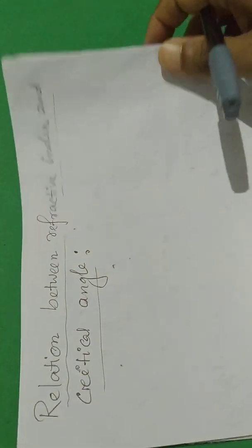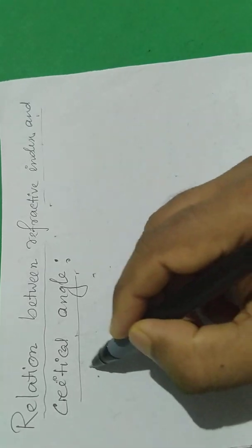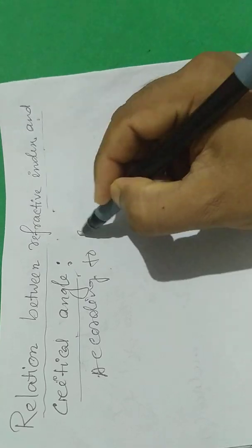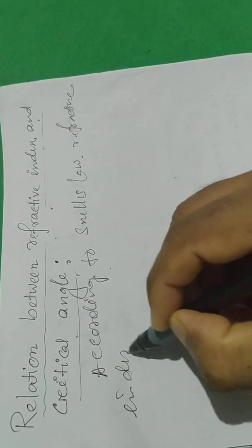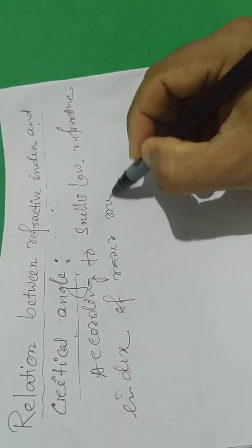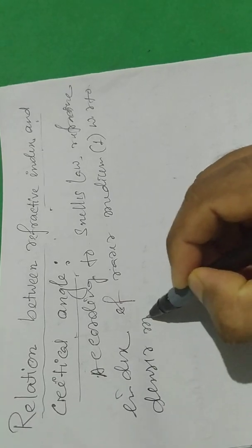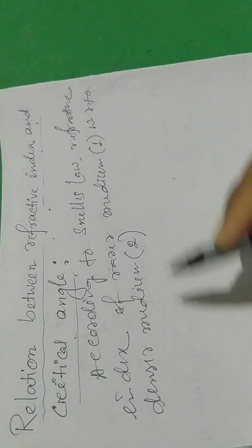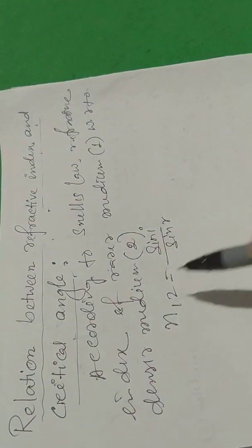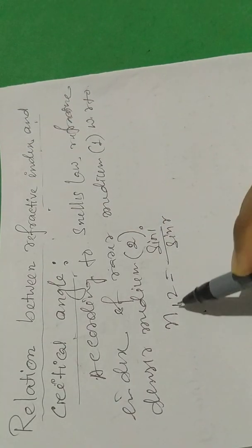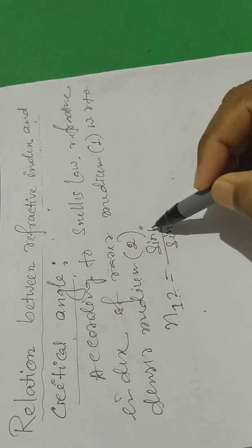Now we are going to make a relation between refractive index and critical angle. According to Snell's law, the refractive index of the rarer medium 1 with respect to the denser medium 2, n12, equals sin I by sin R. Since the ray of light travels from denser to rarer, the refractive index of the rarer medium with respect to the denser medium is denoted by n12, which is sin I by sin R, where I is the angle of incidence.